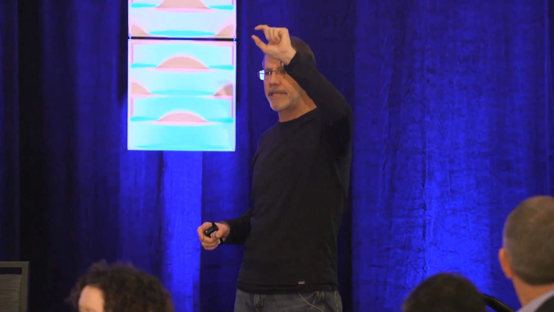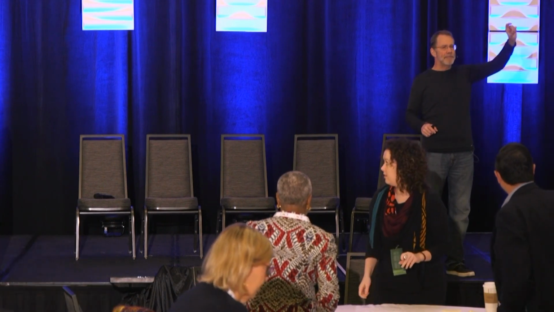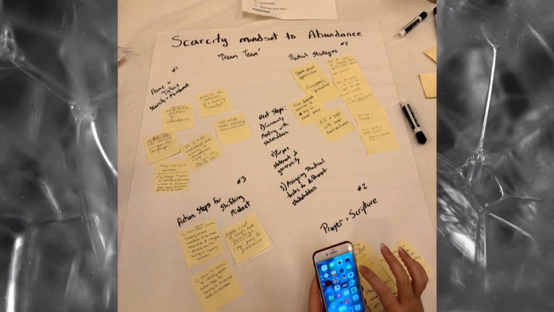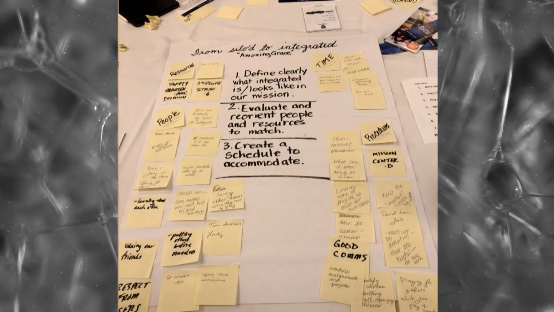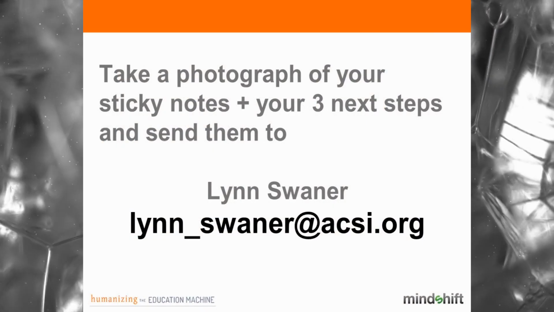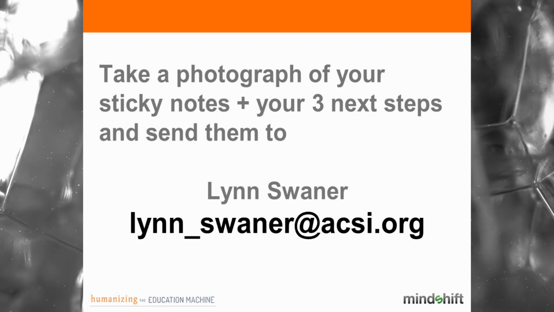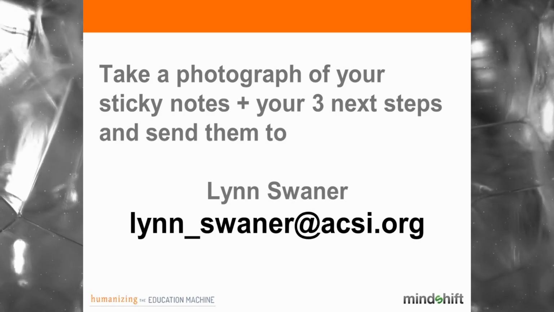Okay, when you've finished, make sure you've got your team name and your wicked problem at the top of your poster. You've got your 5 categories, your 3 action steps. So now you're going to photograph that, take a picture of it, and send it to this email address. Make sure the name of the team is on there and it's distinct enough we can tie it together.